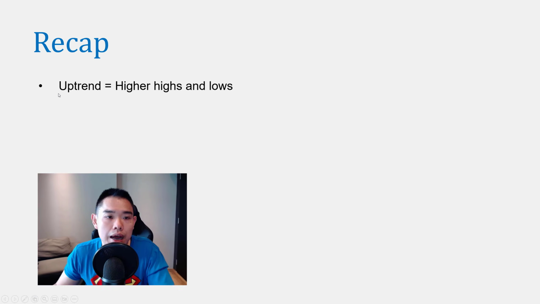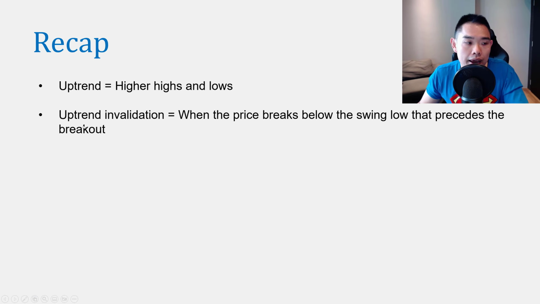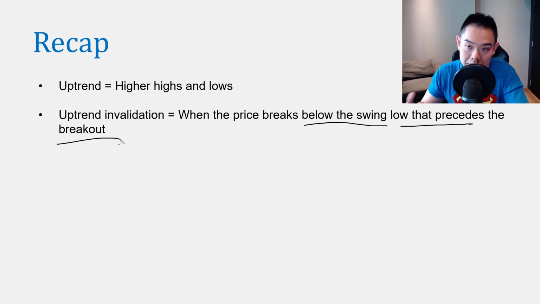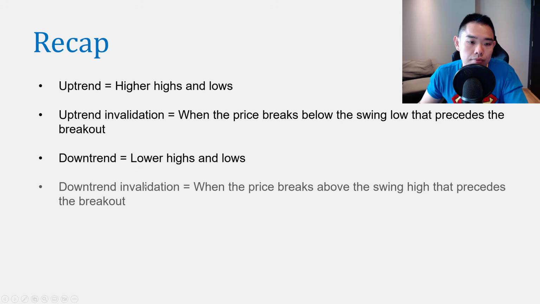Number one, uptrend. It's simply a series of higher highs and higher lows. We talked about that earlier. And uptrend invalidation occurs when the price breaks below the swing low that precedes the breakout. If you don't understand what this statement means, rewind this trading video back a few minutes and you can see what we talked about when the uptrend invalidation occurs. Then downtrend is just the opposite, a series of lower lows and lower highs. And downtrend invalidation occurs when the price breaks above the previous swing high that precedes the breakout.